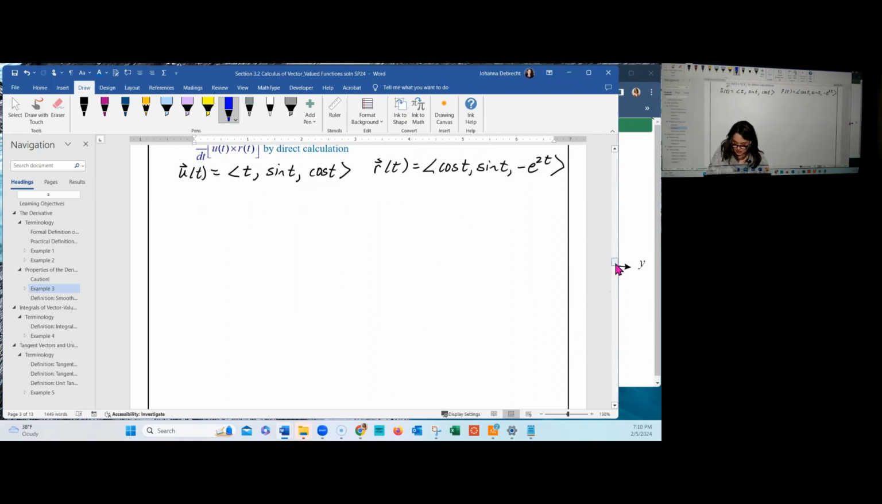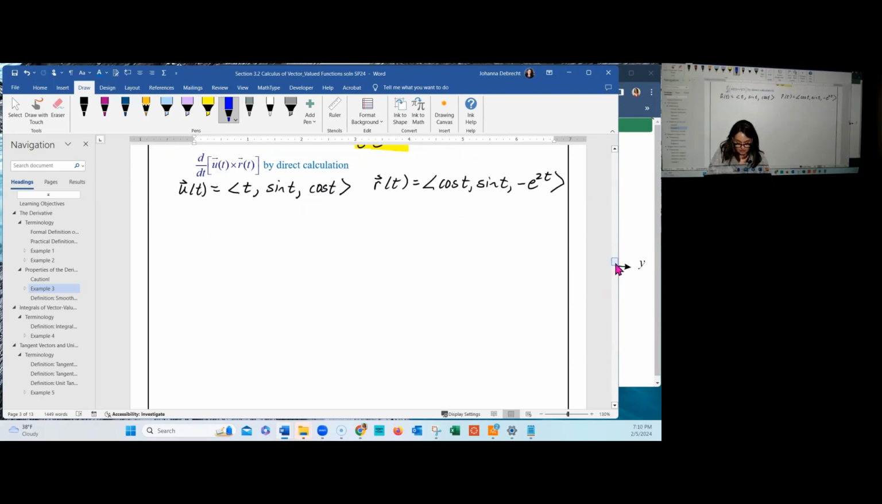u of t crossed with r of t. We want to do this first by direct calculation, and then we'll apply the formula that we found in example number 5 in the properties. So the first thing we need to do, of course, is the cross product. These are vector valued functions.